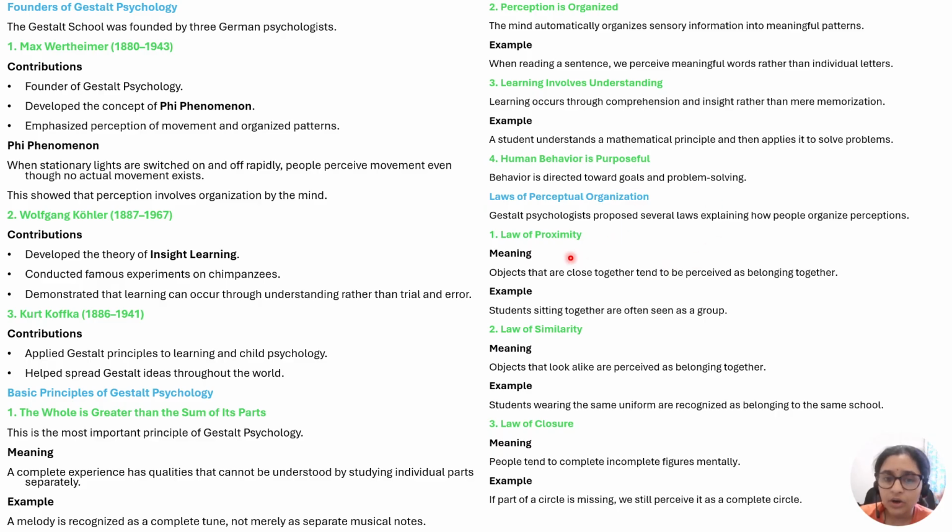What are the laws? Law of proximity. Objects that are closer tend to be perceived as belonging together. Example, students sitting together are often seen as a group. Whether they actually are a group or not is not the matter to be considered. If they are sitting together, they are considered to be a group. Law of similarity. Objects that look alike are perceived to belong together. Law of closure. People tend to complete incomplete figures mentally.